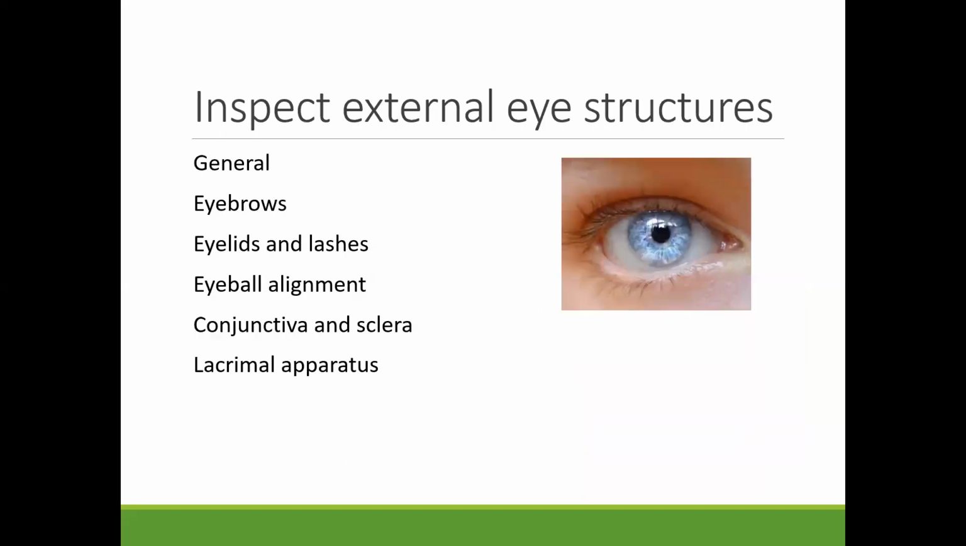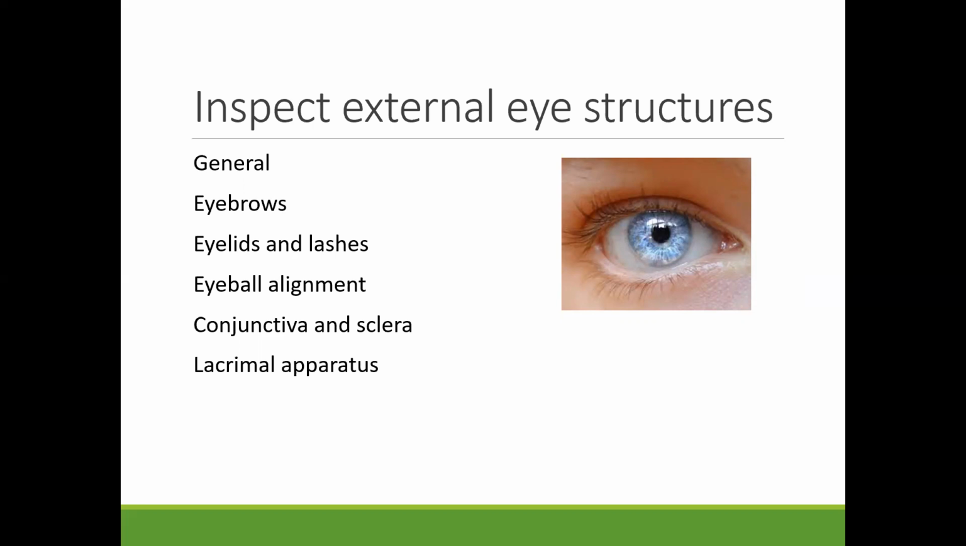Inspect the external eye structures. You're looking at their eye overall. Do they have the lashes, the eyebrows, the eyelids, the eyeball alignment? We also want to look at the conjunctiva and the sclera. Our conjunctiva and sclera should be moist. The sclera should be white. There are going to be times it's different colors based on disabilities and certain diagnoses.